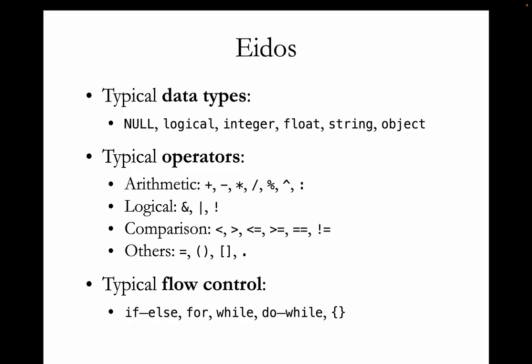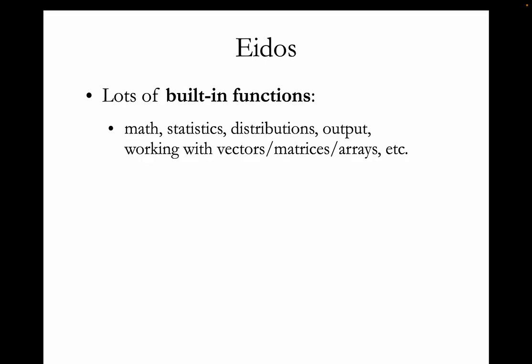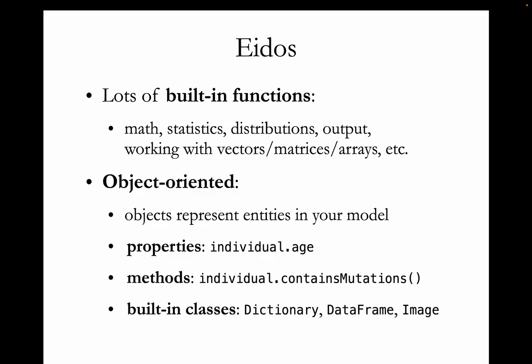For flow control, Eidos has if-else statements, for loops, while loops, and do-while loops. It uses braces to group sets of statements together into compound statements. That's the same as R, but will be a bit of a switch for those coming from Python, which uses indentation instead. In Eidos, indentation is purely for aesthetics and has no semantic meaning. Eidos has lots of built-in functions for things like math, statistics, and drawing from distributions, and as I mentioned before, these functions often have the same name as in R.